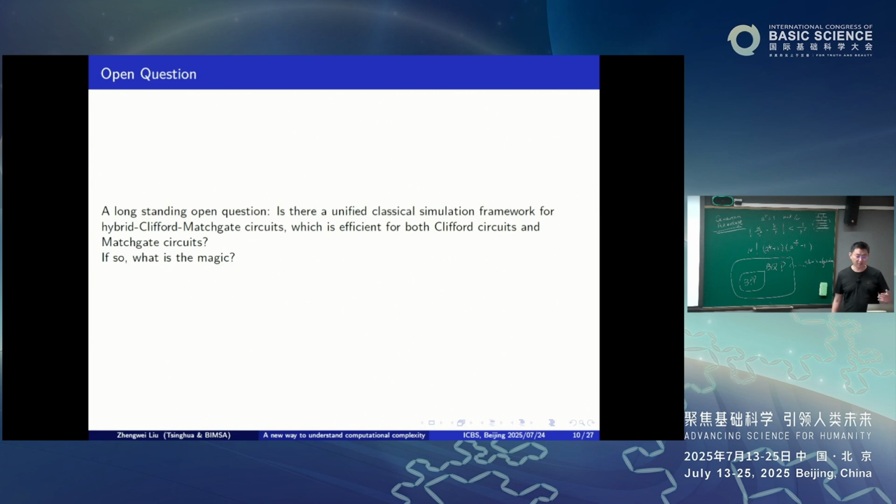And the long-standing open question is whether there is a unified classical simulation framework for hybrid Clifford and matchgate circuits, such that this method is efficient for both Clifford circuits and matchgate circuits, but not efficient for mixed ones.